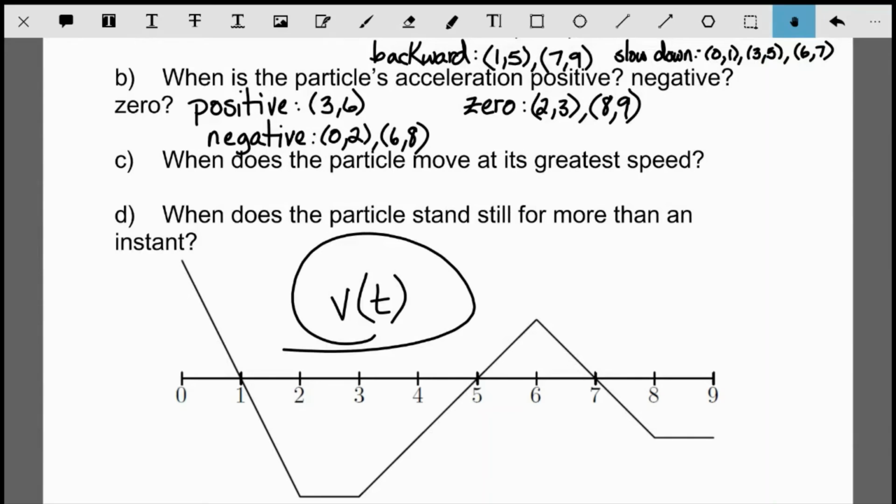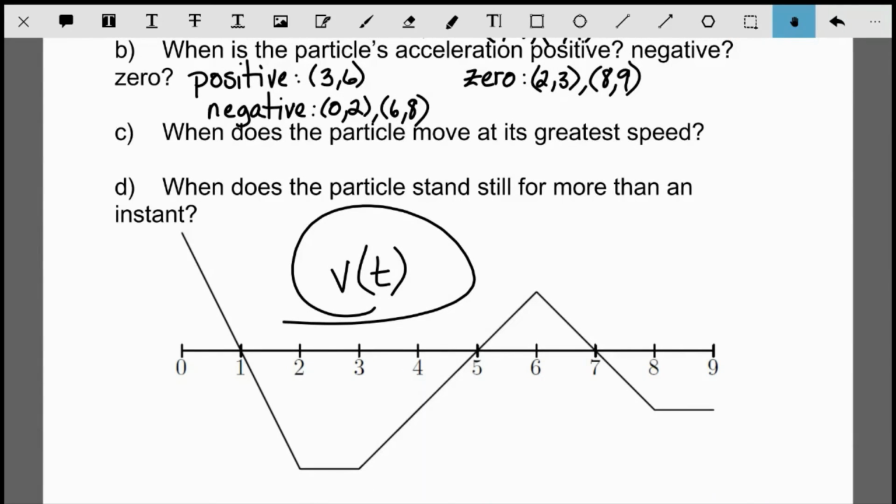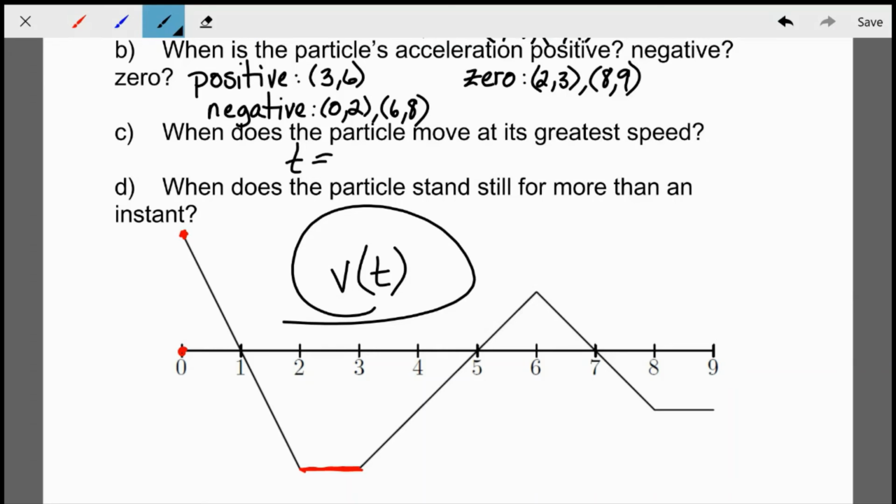When does the particle move at its greatest speed? So its greatest speed is going to occur when we're the furthest from 0. Since we don't have a scale on our axis here, it's kind of hard to tell. And whether or not you want to include this point at 0 is debatable. So I'm going to go ahead and include it, but we could also exclude it and say that, you know, time equals 0 is not included in our interval. They didn't really define our interval for us here. So it looks like between 2 and 3 and at time 0, I have about the same speed. So I'm going to say it moves at its greatest speed at time is 0 and also on the time interval from 2 to 3.